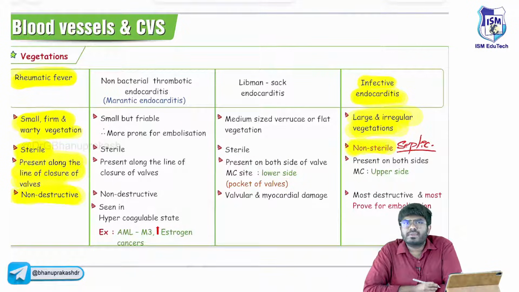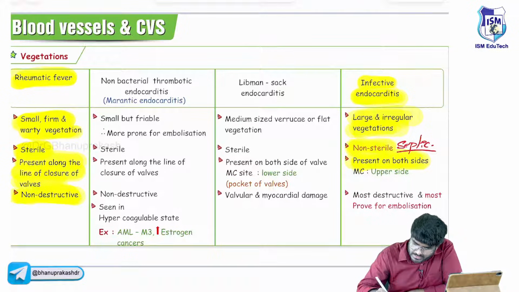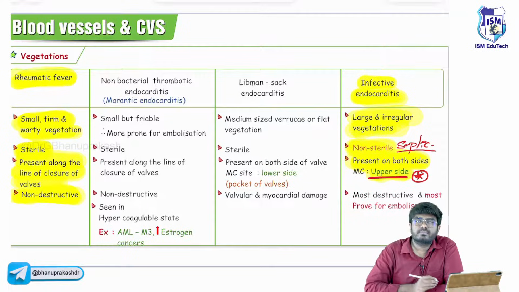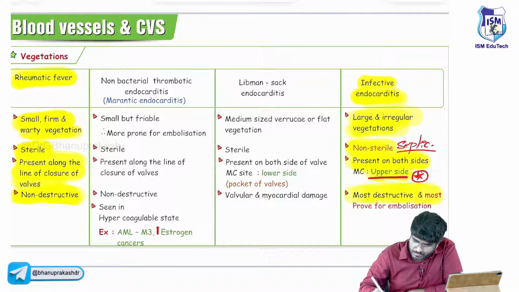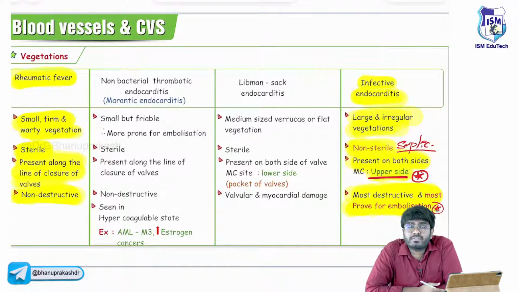Where are they present? Along the line of closure? No, they are present above the wall as well as below the wall, on both sides. But most commonly, MCQ, they are present on the upper surface of the wall. They are destructive and most prone to embolization. Whenever they undergo embolization, we have discussed the vascular phenomena: septic pulmonary infarcts, stroke, vegetations going to the spleen causing splenomegaly, and hemiplegia can occur.